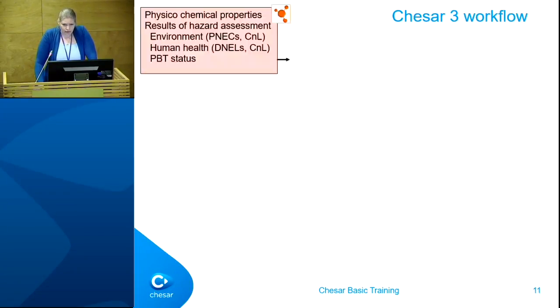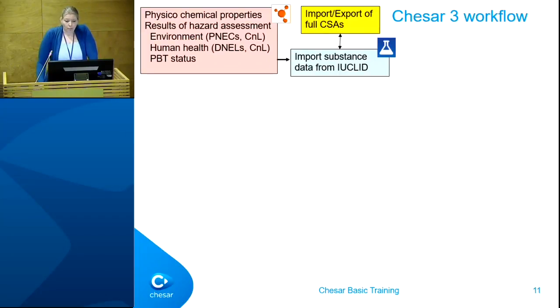A bit more details on this workflow. To be able to start your chemical safety assessment, the first thing you need is, of course, to know the properties of the substance that you will be assessing. You need some phys-chem properties, for instance, vapor pressure. You also need the results of your hazard assessment for the environment. Those will generally be PNECs, for human health, DNELs, and you need the PBT status. All that information is in Euclid. So you import that directly into Chesar in box 1.